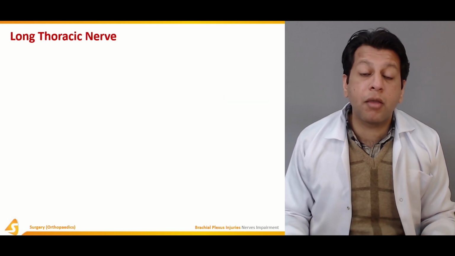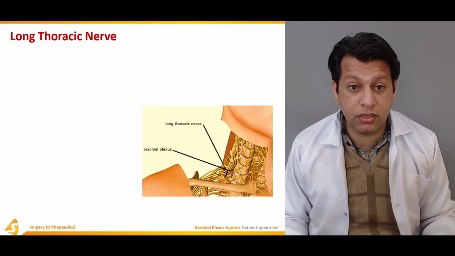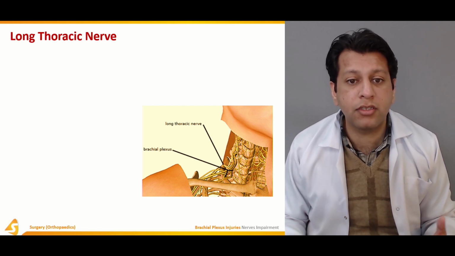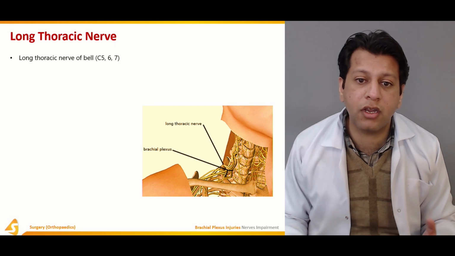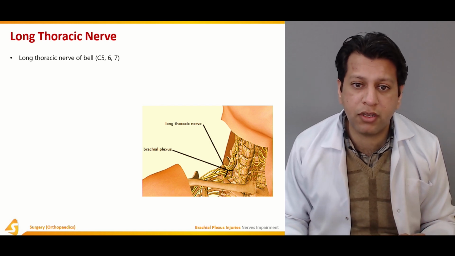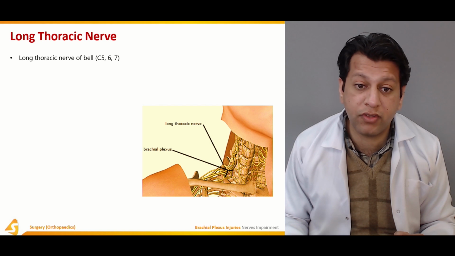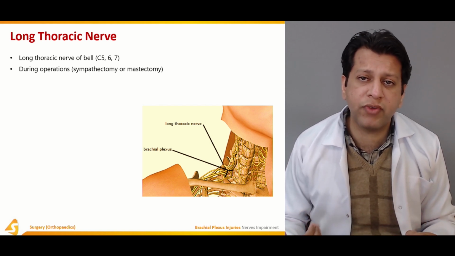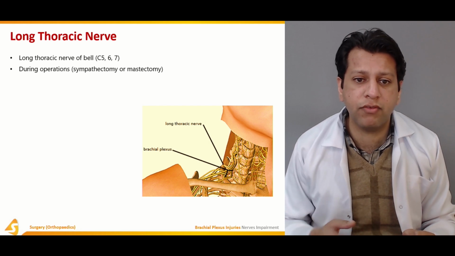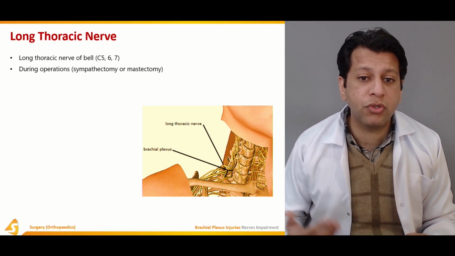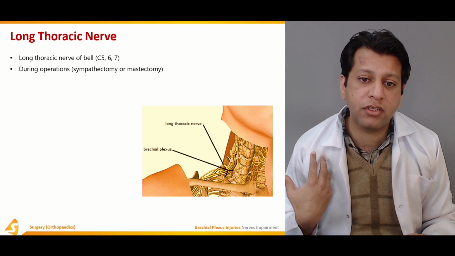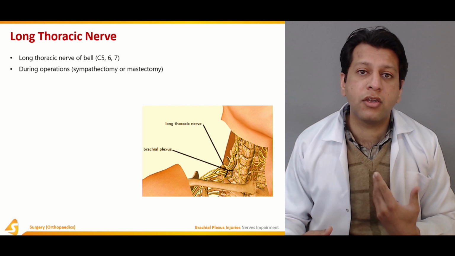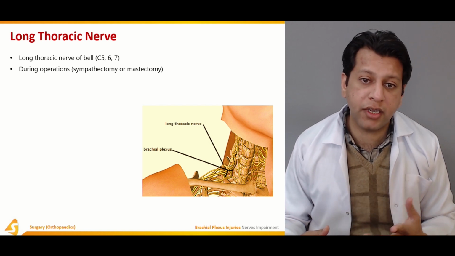Coming to the injury of the long thoracic nerve, it is also called the nerve of Bell and supplies the serratus anterior muscle. It arises from C5, C6 and C7, taking off from the ventral rami before the trunks are formed. It can be damaged during surgery, such as sympathectomy or mastectomy, or during other head and neck procedures.